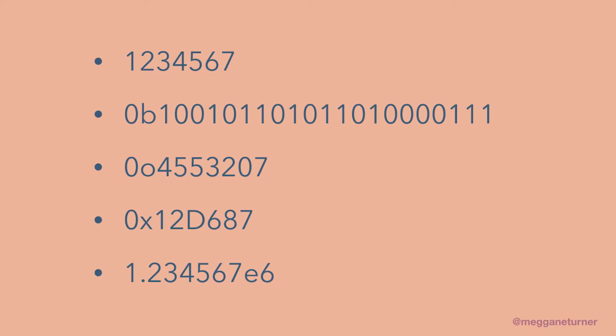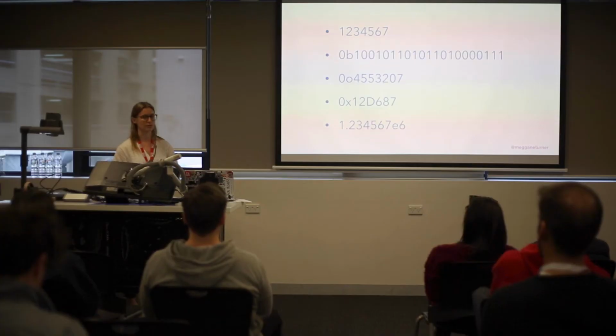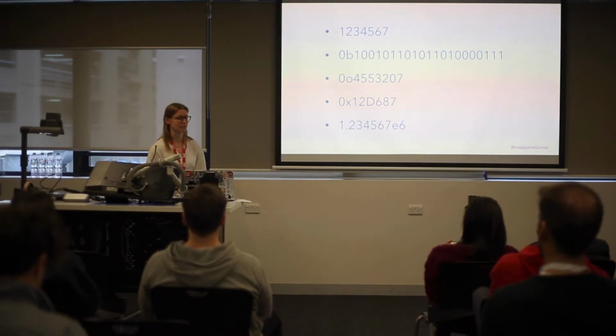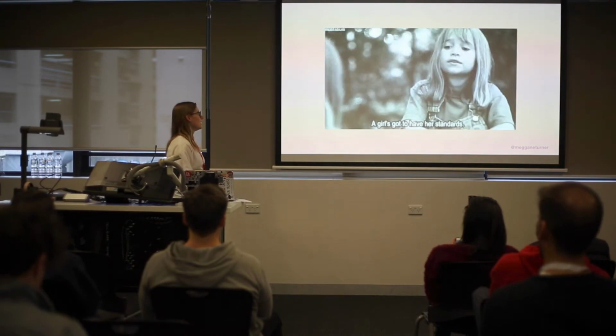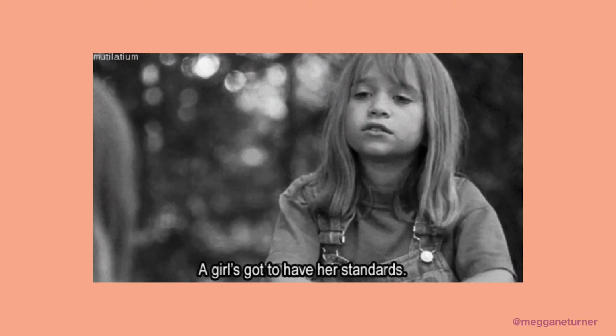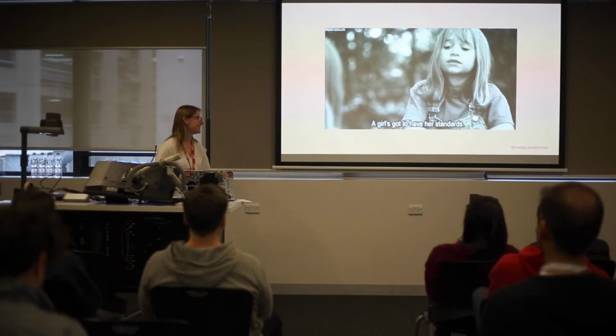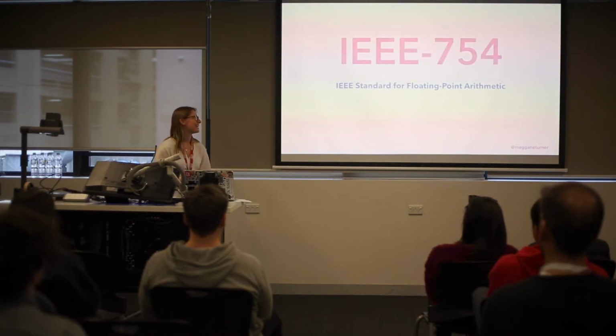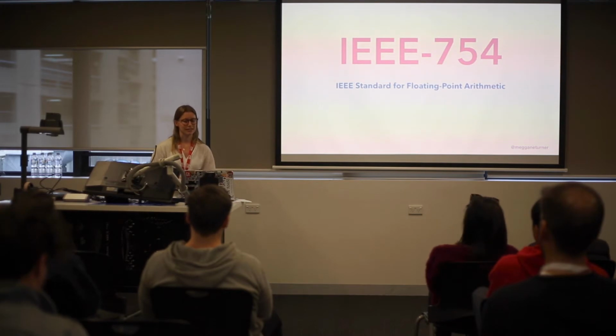And we can also represent numbers in scientific notation. So that just says 1.23 blah blah blah times 10 to the power of 6. So we use scientific notation when we're handling really large numbers. And just as a girl has to have her standards, so too does JavaScript. And JavaScript follows the IEEE 754 standard for floating point arithmetic. That is the Institute of Electrical and Electronic Engineers.